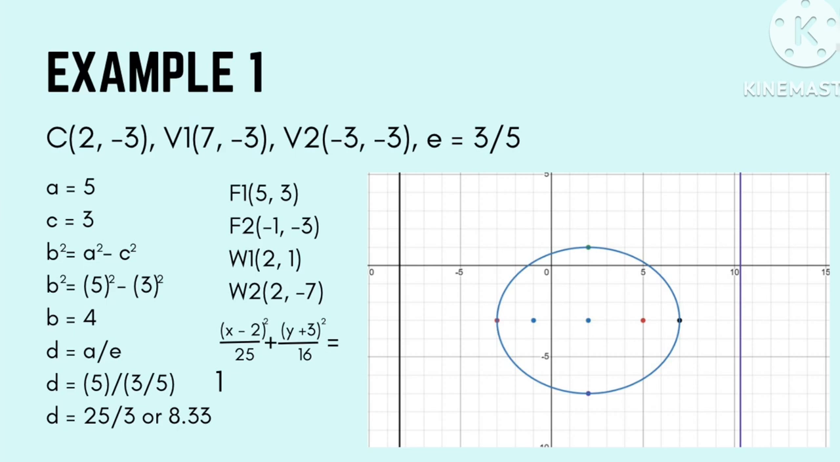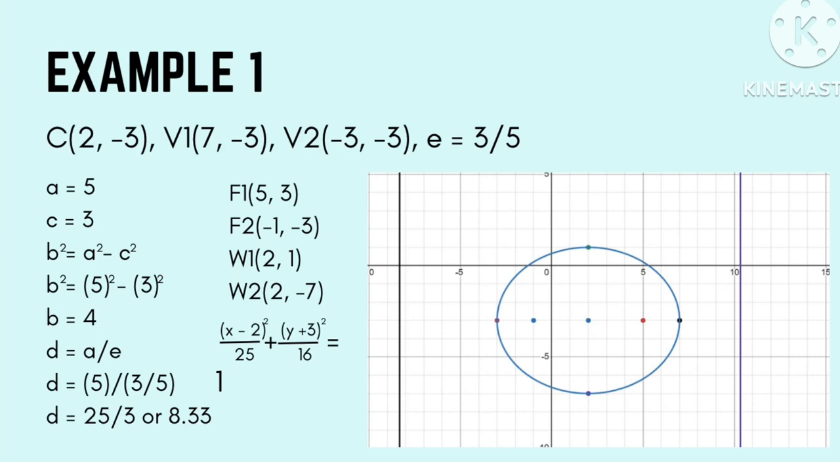For our b, we solve it using b squared is equal to a squared minus c squared. This just rooted from our formula a while ago. If we substitute, we have b squared equals 5 squared minus 3 squared, which is 16. For our d, we use our value from a and our value from the eccentricity. So we have 5 over 3 over 5. We just inverse 3 over 5 and multiply it to 5, so we have 25 over 3 or 8.33.